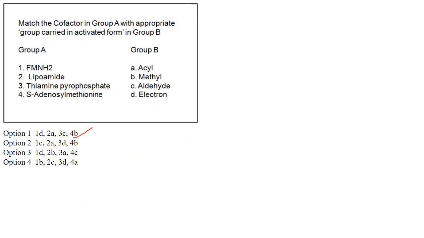Then match the cofactor in group A with the appropriate group carried in activated form in group B. So FMNH2, it is electron; lipoamide acid, thiamine pyrophosphate, aldehyde; S-adenosyl methionine, methyl. So answer is option 1, 1D, 2A, 3C, 4B.